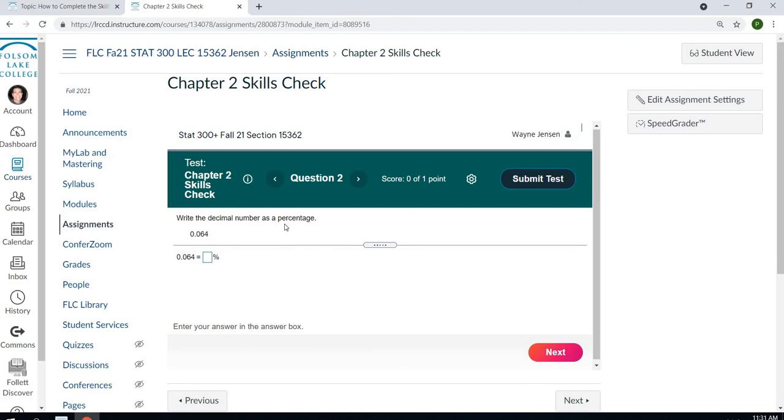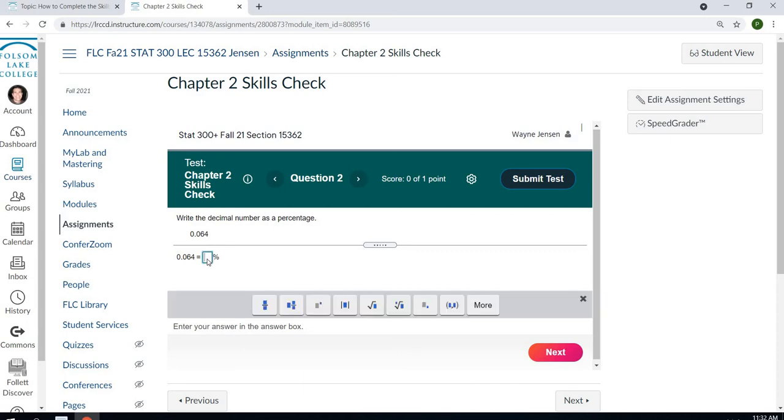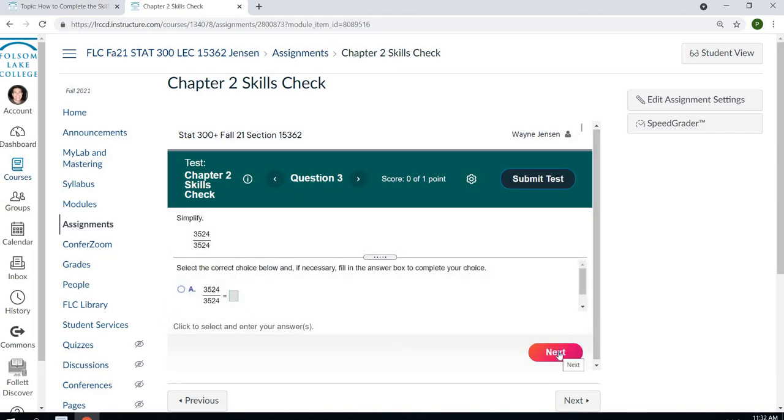Write the decimal number as a percentage. If I want to write that as a percentage, maybe you remember you moved the decimal point over twice. Maybe you don't remember, and you do a little bit of review and you answer the question. Now, it's not going to tell you whether you have it right or wrong. Select the correct choice below, and if necessary, fill in the answer box to complete your choice.